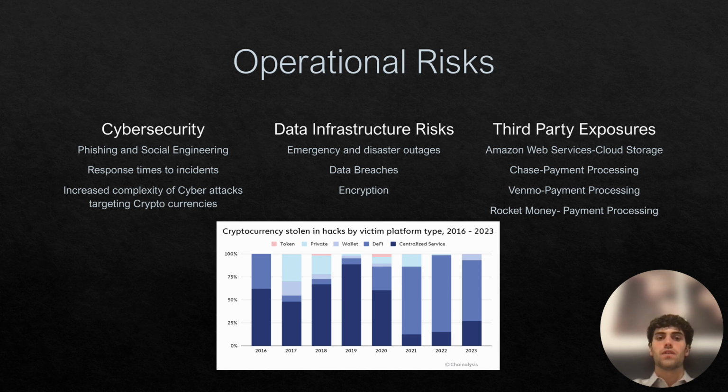Furthermore, Robinhood relies on external vendors such as Amazon Web Services for cloud storage, as well as Venmo, Chase, and Rocket Money for payment processing. These things make it susceptible to infrastructure outages and third-party risks, which are crucial to mitigate. Any disruptions in these services could cause significant financial losses and damage to the platform's reputation. To mitigate these risks, Robinhood needs to strengthen its cybersecurity infrastructure, monitor third-party vendor performance, as well as implement regular system audits to ensure operational integrity.